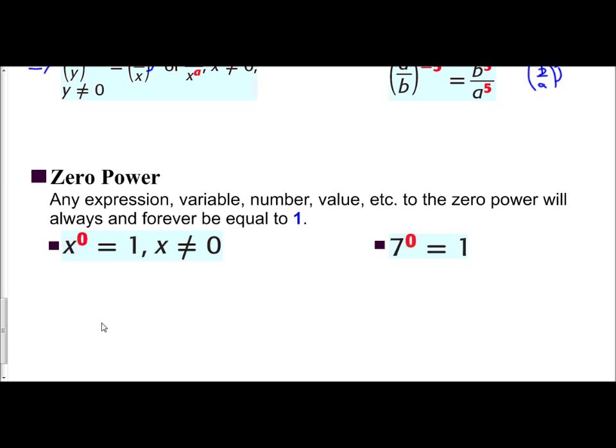So these are properties of exponents, all of our rules. Be confident with these rules before you move on to the videos dealing with our different exercise sets.